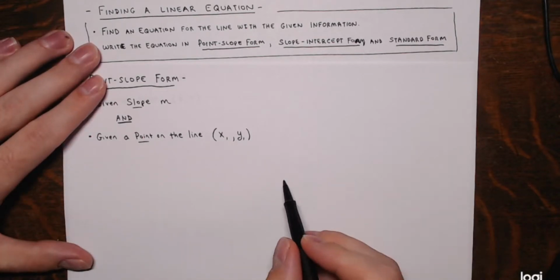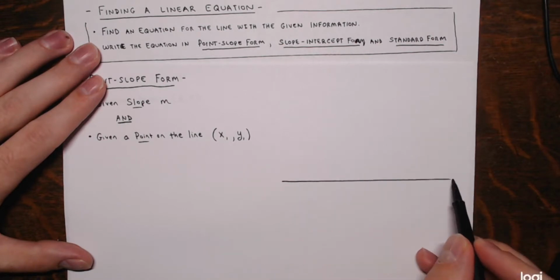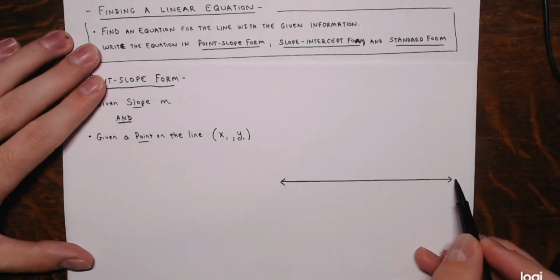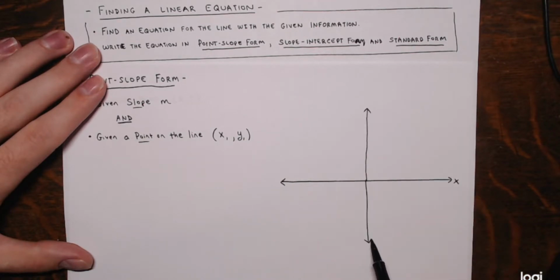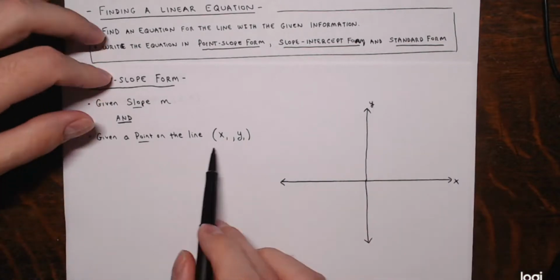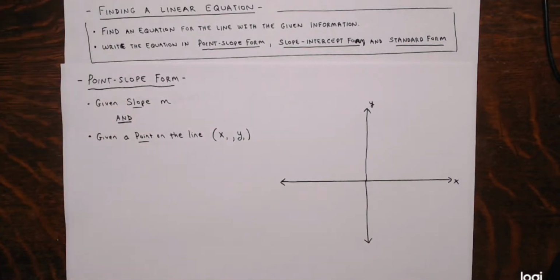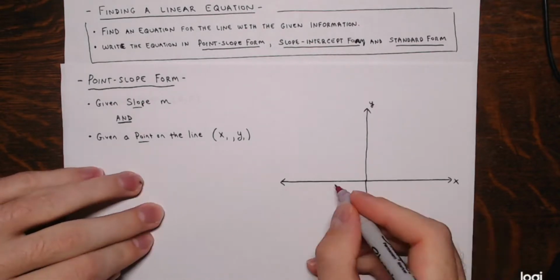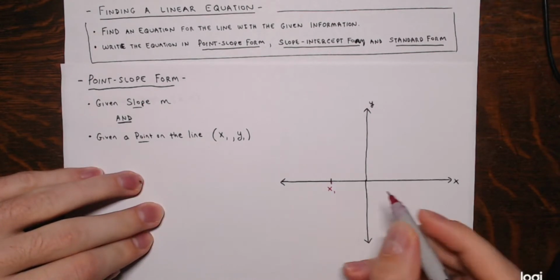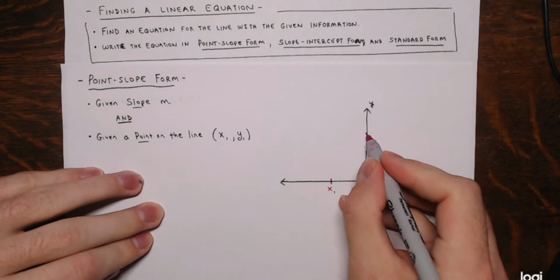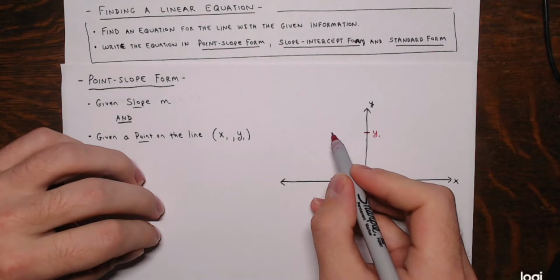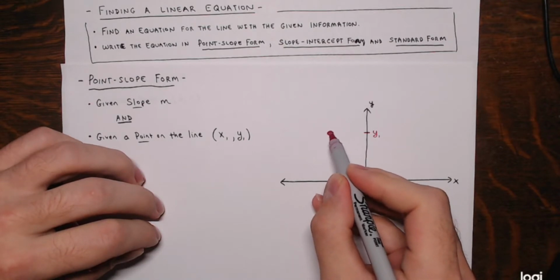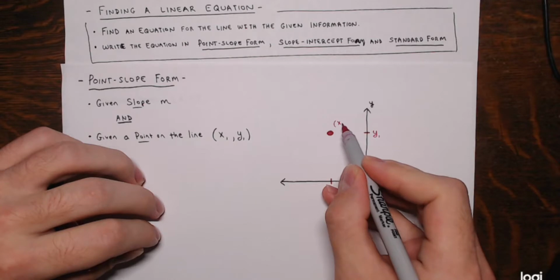Alright, so off in the coordinate plane, I'm going to make a little drawing of a quick xy coordinate plane. Here's the x-axis and the y-axis. And we know a point on the line. So I'm just going to put that anywhere. Say here's x1 on the x-axis, and let's say here is y1 on the y-axis. So the point on the line is this point here. So there's the ordered pair x1, y1.